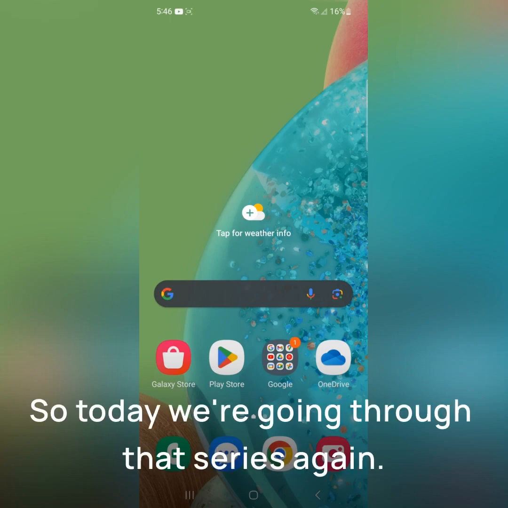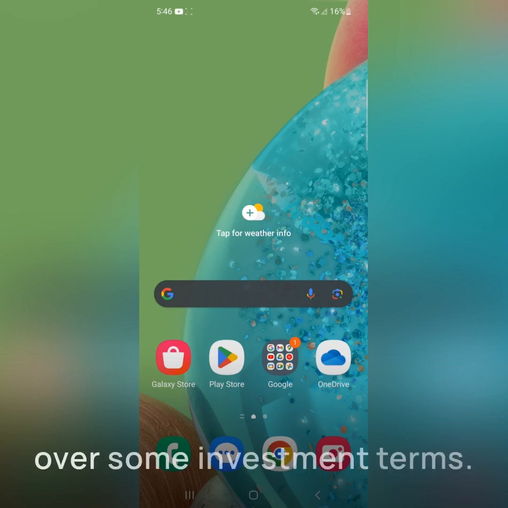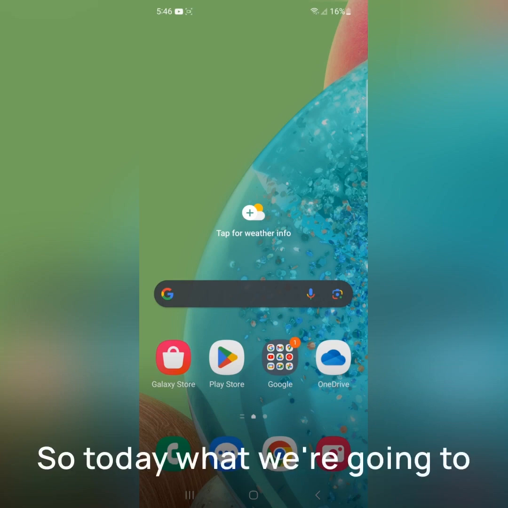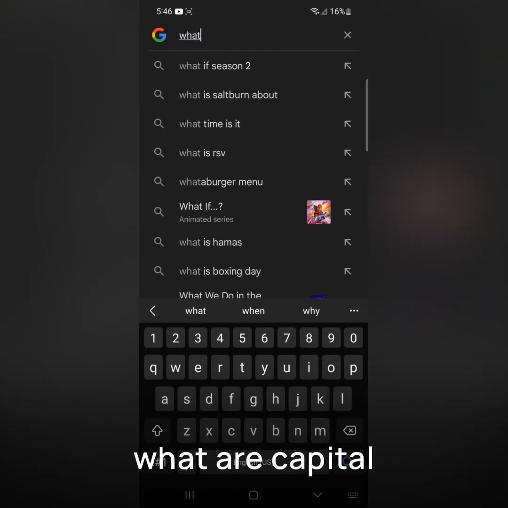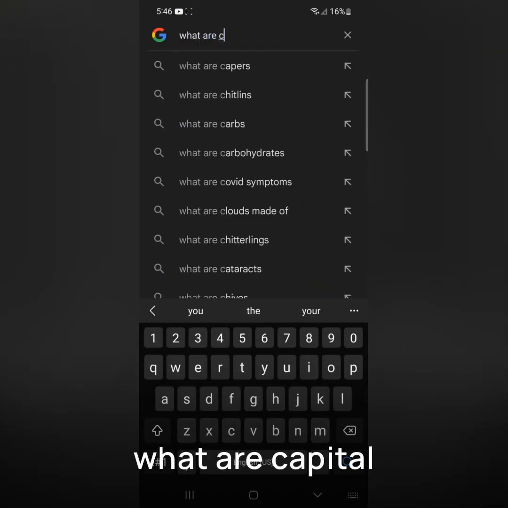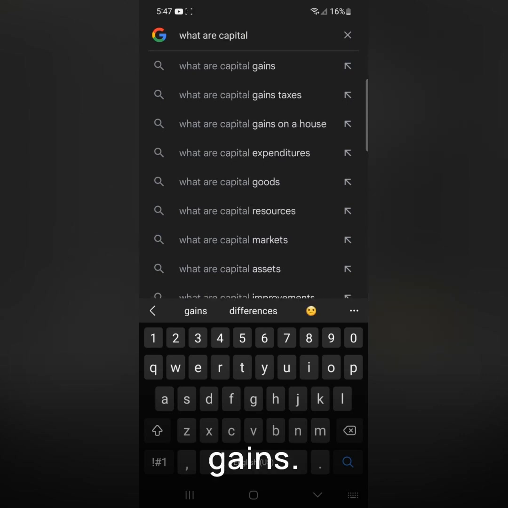So today, we're going through that series again, the right questions, know what to ask. Today, we're going to go over some investment terms. So today, what we're going to Google is what are capital gains.